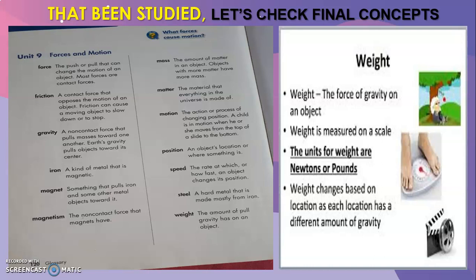Speed: the rate at which, or how fast, an object changes its position. Let's compare. I don't know if you have watched a commercial, most probably not, because you are attached to social media and not to television, but there used to be a commercial for Duracell. It was a battery commercial, and you had two rabbits.